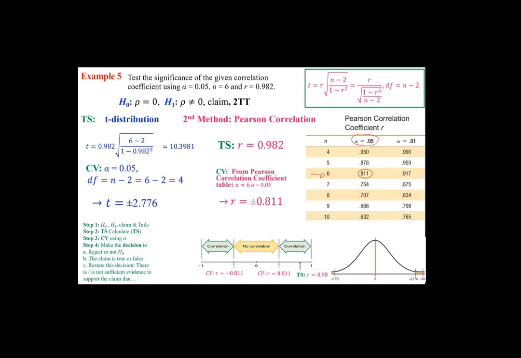And therefore, the decision is clear also. You're way into the rejection region, so reject H0. When you reject H0, the claim becomes true, and that means there is a significant relationship between the two variables. Okay, so I hope everybody is clear as to how we arrive at the answer here.